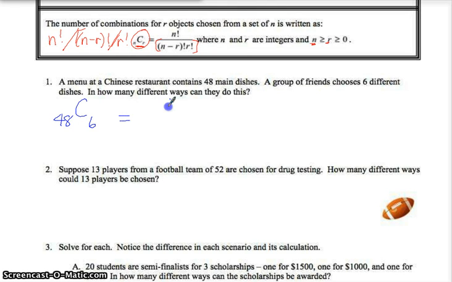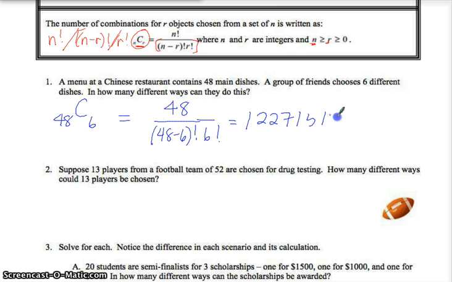So what do you do? You plug it into the formula, or you just use your calculator. 48 factorial divided by 48 minus 6 factorial, divided by 6 factorial. So grab your calculator, I need to do the same thing. So I get a whole bunch of ways we could do that. It looks like 12,271,512. That was 48 choose 6.